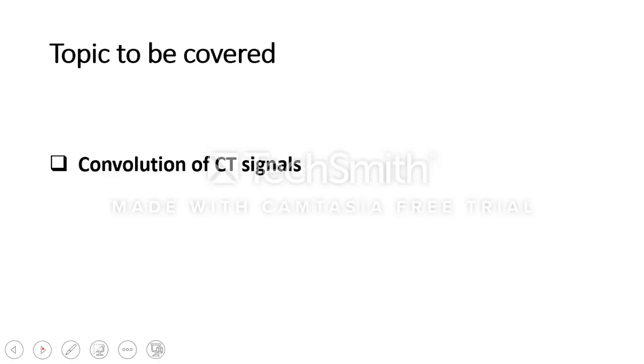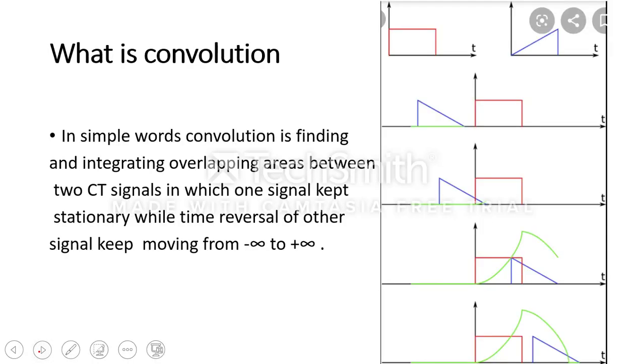The topic which I am going to cover in this lecture will be convolution of continuous time signal. Now, when we start a convolution topic, the first question that comes to our mind is, what is convolution? In simple words, convolution is finding and integrating overlapping areas between two continuous time signals, in which one signal is kept stationary while the time reversal of the other signal keeps moving from minus infinity to infinity.